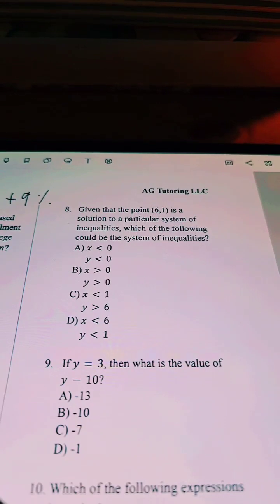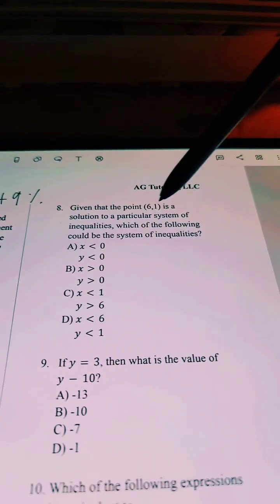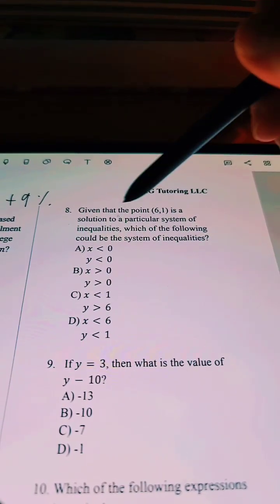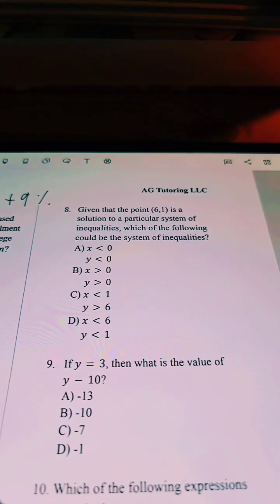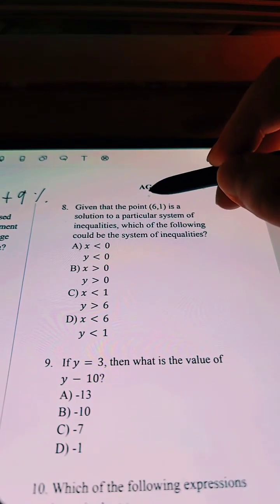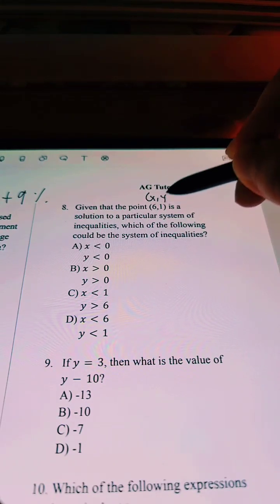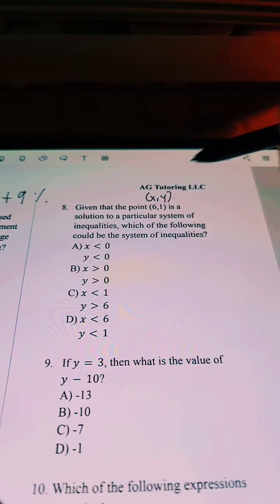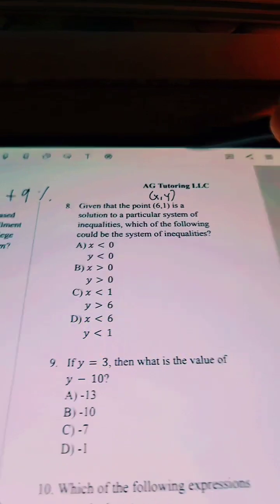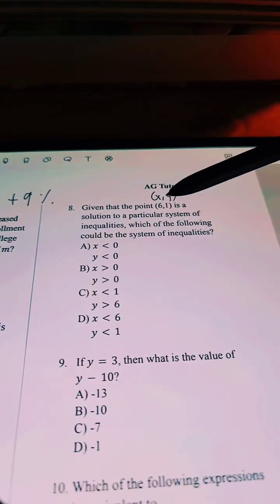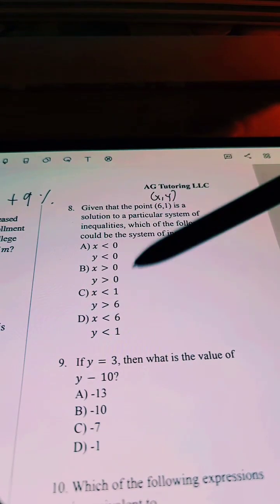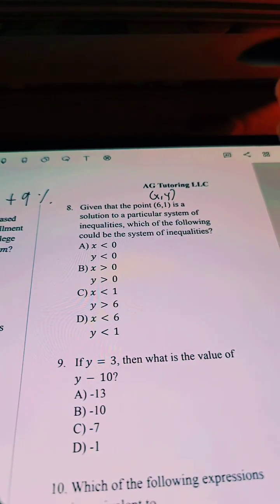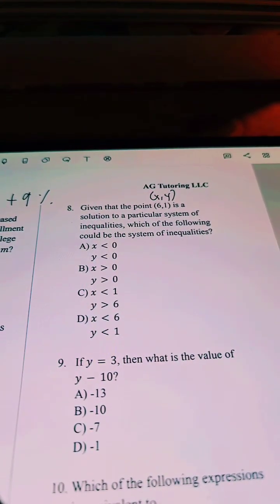So then let's go to number 8. Given that the point 6, 1 is a solution to a particular system of inequalities, which of the following could be the system of inequalities? Whenever they give you a point, they've given you an x, y. Like 6 is your x and 1 is your y. So what we're going to do is plug in 6 for x and 1 for y into each of these scenarios to see which one is plausible or correct.